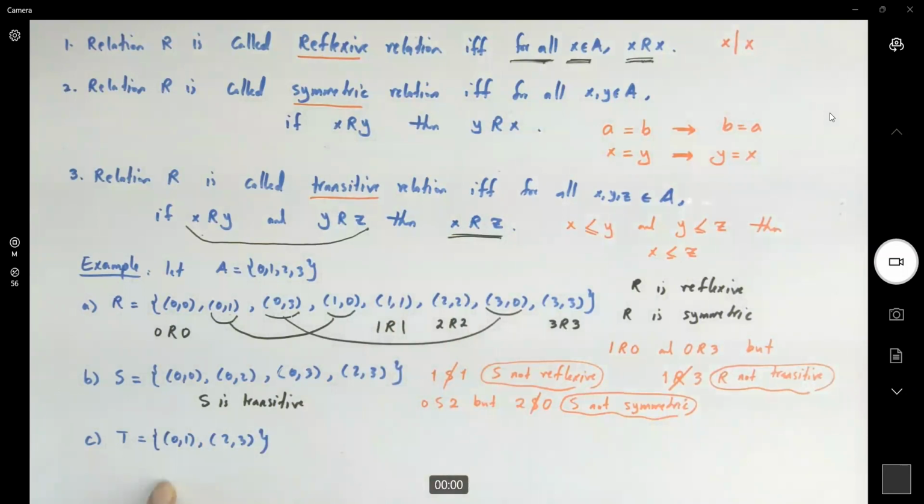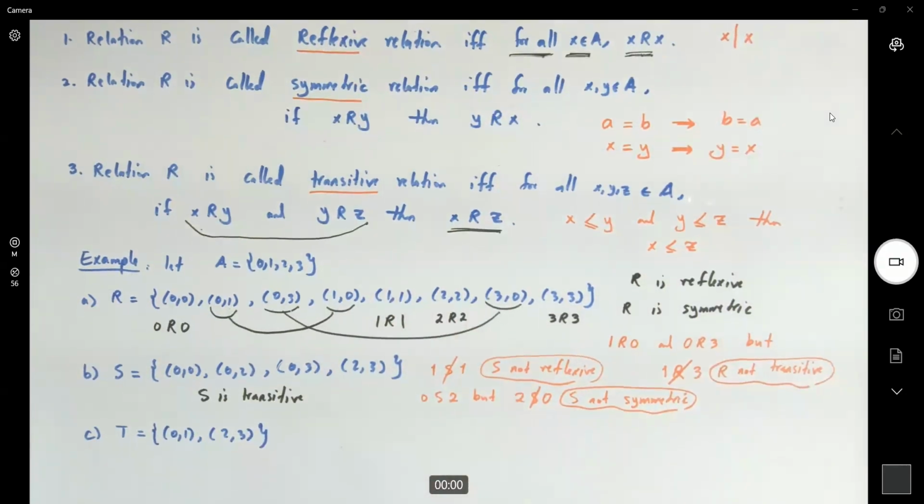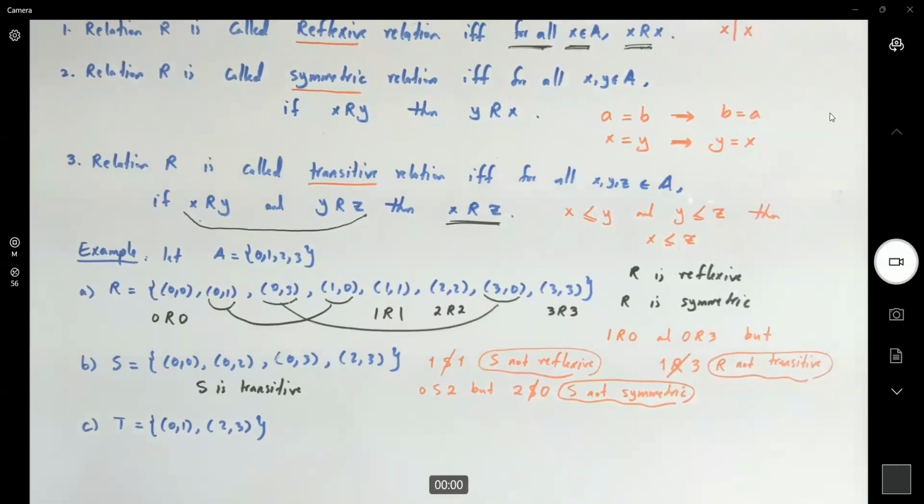Now let's move on to the last relation, relation T. Okay, obviously this guy is not reflexive. 0 and 0 is not there. So you can just easily say that since there is no loop, 0 is not connected to 0. T is not reflexive.